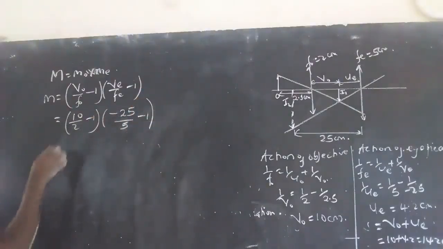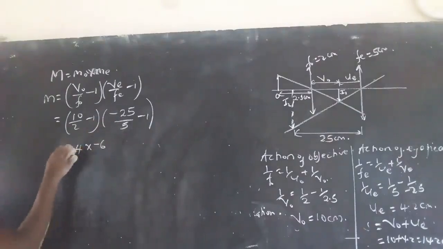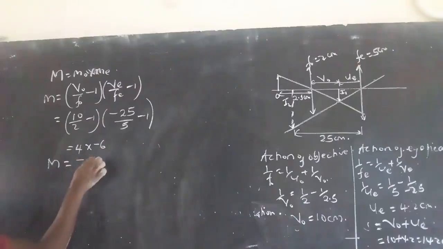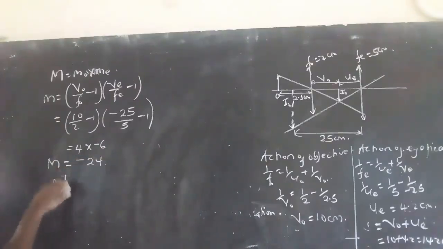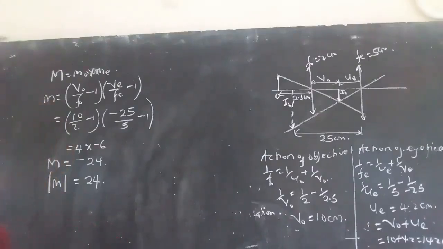So this is 4 times, this is 5, negative 5, that's negative 6. So magnifying power will become negative 24. So the magnitude will become 24. Take the magnitude and you'll be able to get 24. Okay? Then there we shall add more other examples as we move on.